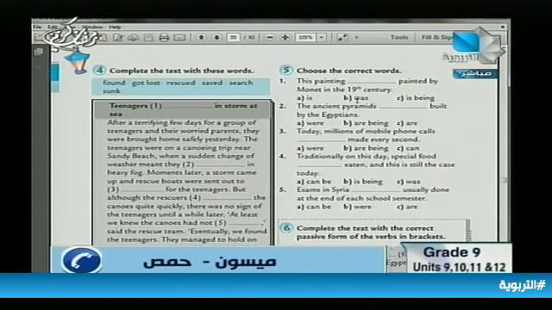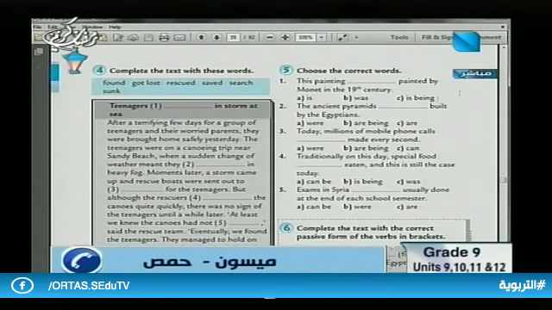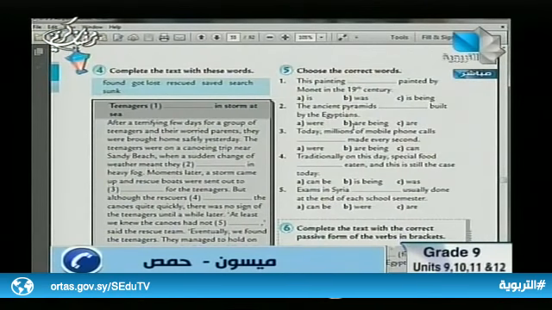Number 2: the ancient pyramids built by the Egyptians. A, were; B, are being; C, are. B and C are in the present continuous and the simple present. We don't have to use the present here. We only have to use the past because of the word ancient. We say the ancient pyramids were built by the Egyptians, right? They are not being built. We are talking about something that happened in the past, built in the past, not now. So we need to use the past, not the present. Very good, A, were.